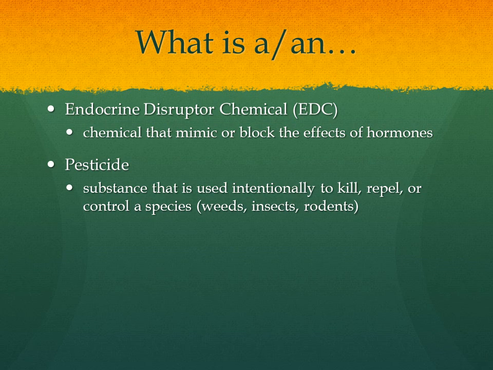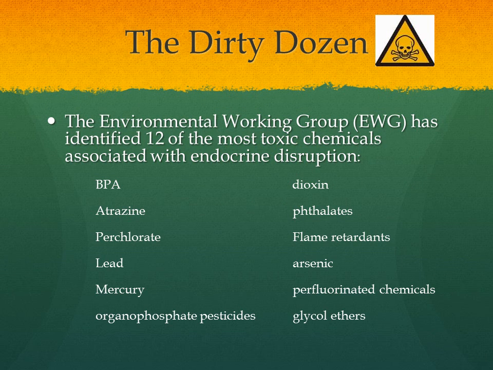Then there's pesticides. Pesticides are substances that are used intentionally to kill, repel, or control a species. For example, some common pesticides that we use are weed killers, insect killers, and rodent killers. The Environmental Working Group is an environmental health research organization that specializes in toxic chemical analysis and has been able to come up with the 12 most toxic chemicals. Here's a list of a few of them, such as atrazine and organophosphate pesticides, which we're going to mainly focus on, as well as dioxin, phthalates, flame retardants, lead, mercury, and BPA.